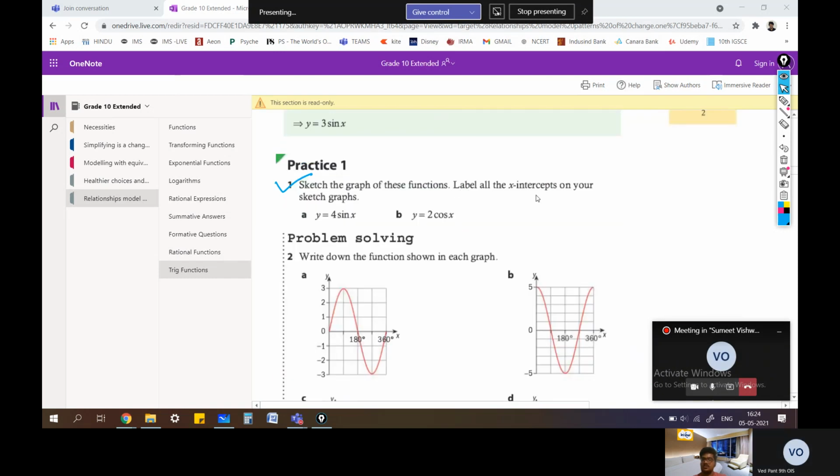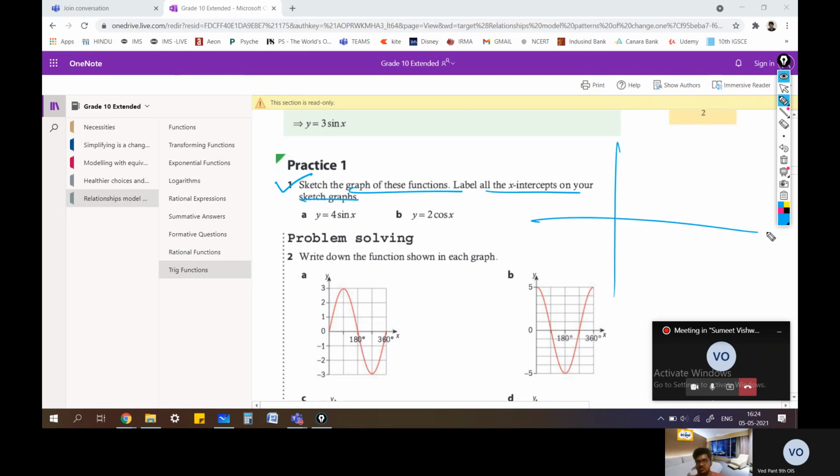They are telling you to sketch the graph. They're not mentioning the GDC. Use graph paper, simple. 0, pi by 2, or I'll say how I got it, 90, 180, 270, 360. Like that you have to draw. You have to show the amplitude also, because it is 4 sin x, not sin x.